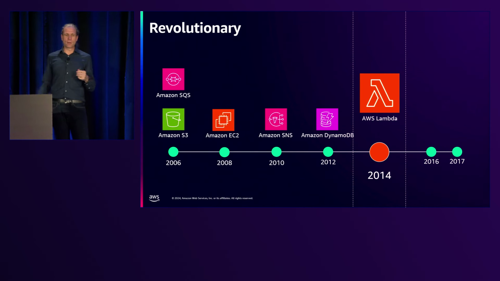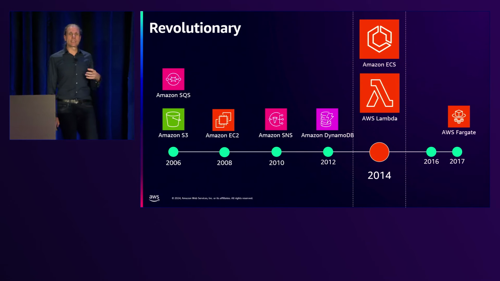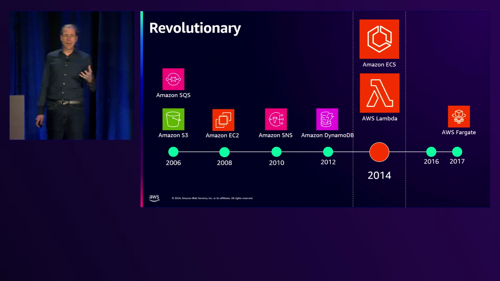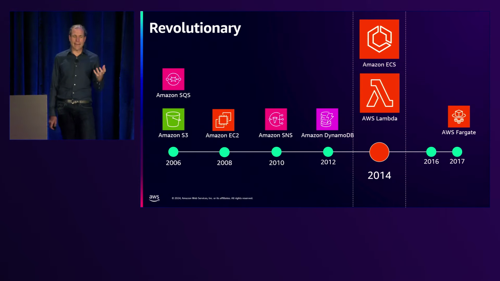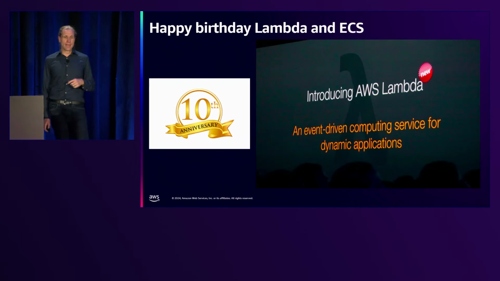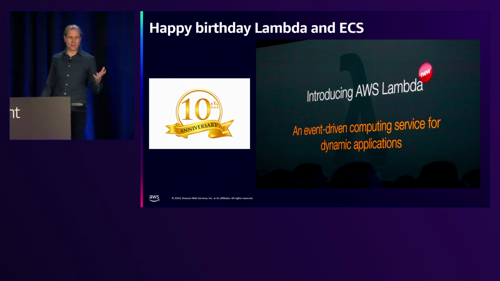You just get to upload your code to the cloud, and we will securely run it for you. It's highly available and at scale. And ECS then, for managing containers, came out literally at the same year. With the launch of Fargate, you could also now run and manage serverless containers. So happy birthday to Lambda and ECS.